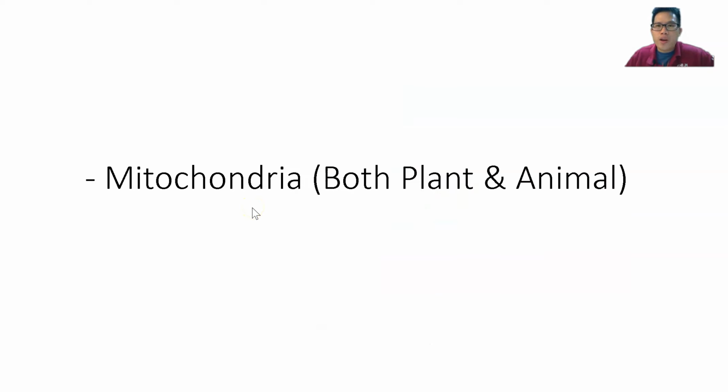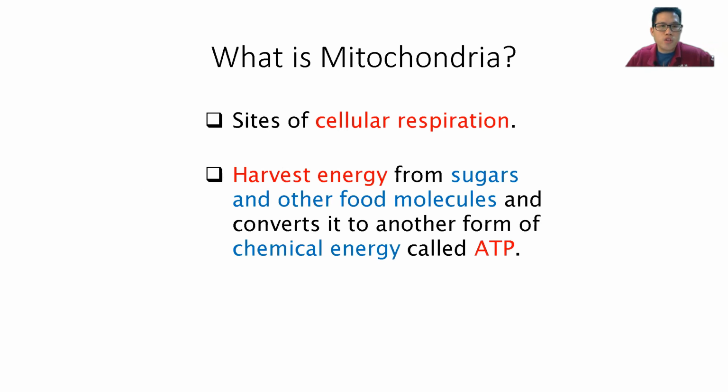Mitochondria are found in both plants and animals. For plants, in the morning when there's sunlight, they use chloroplasts to produce the energy components, but at night when there's no sun, they use the mitochondria for respiration. For animals, they only contain the mitochondria for respiration, to convert into energy. So what is mitochondria? It's the site of cellular respiration. It harvests the energy from sugar and other food molecules and converts it to another form of chemical energy called ATP.